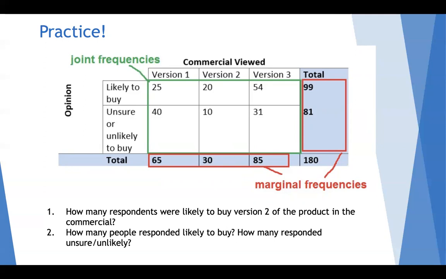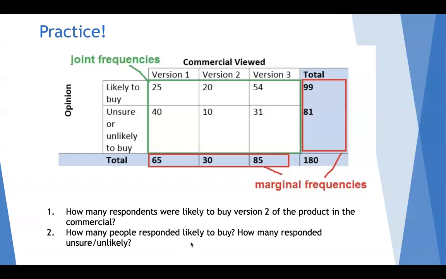All right, hopefully you guys paused the video and tried it on your own. Let's look at number 1. How many respondents were likely to buy version 2 of the product in the commercial? This is just asking us for the data count, just the numbers, so we don't have to do any taking ratios or making a percent. We're just analyzing the table. So it's asking us how many people were likely to buy version 2. So we're looking for the joint frequency of where likely to buy and version 2, quote unquote, intersect. So we have likely to buy, and we go over here to version 2. So that tells us that 20 respondents were likely to buy version 2 of the product after seeing version 2 of that commercial.